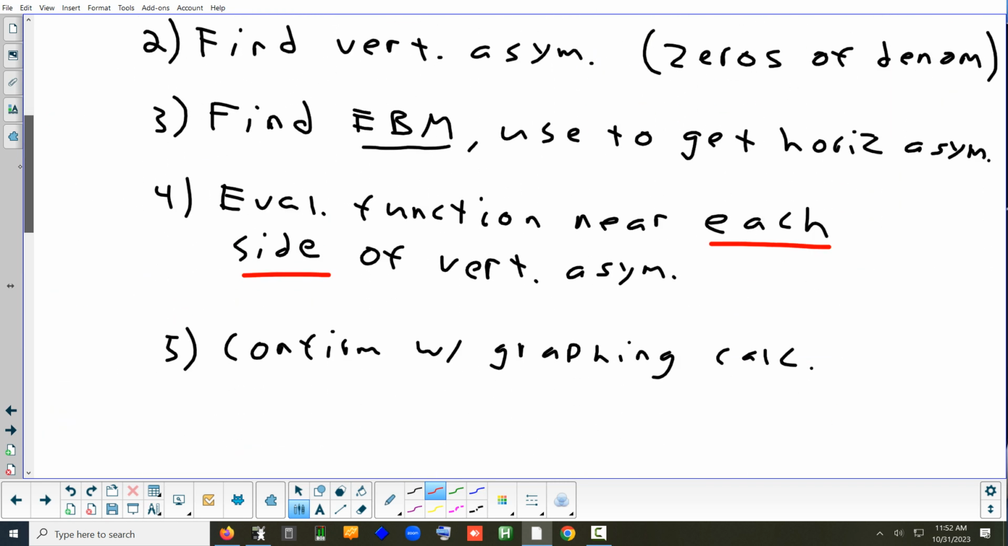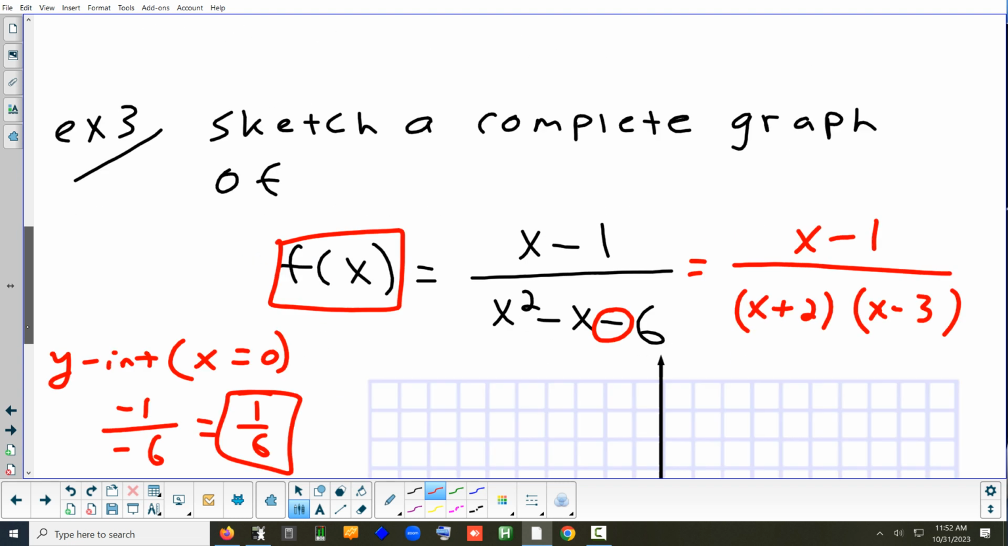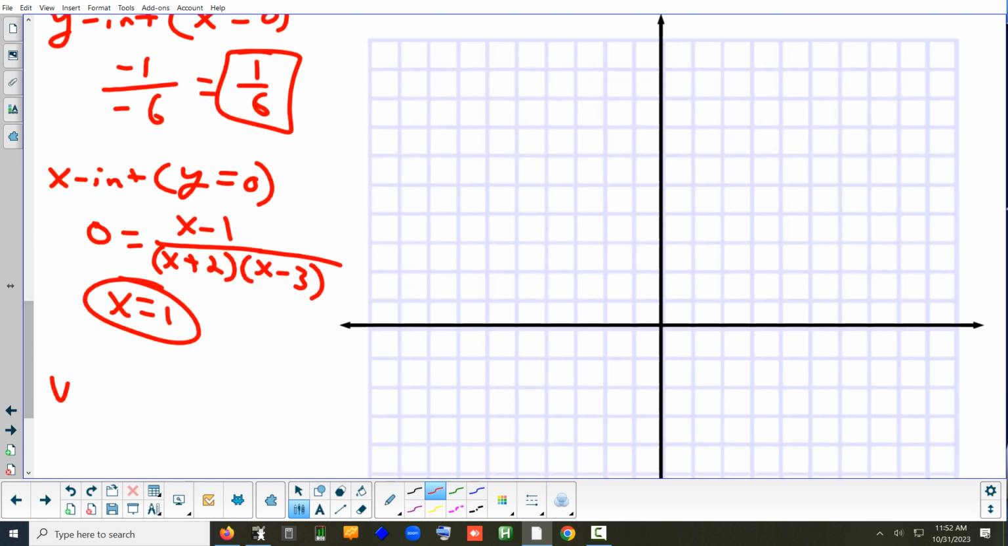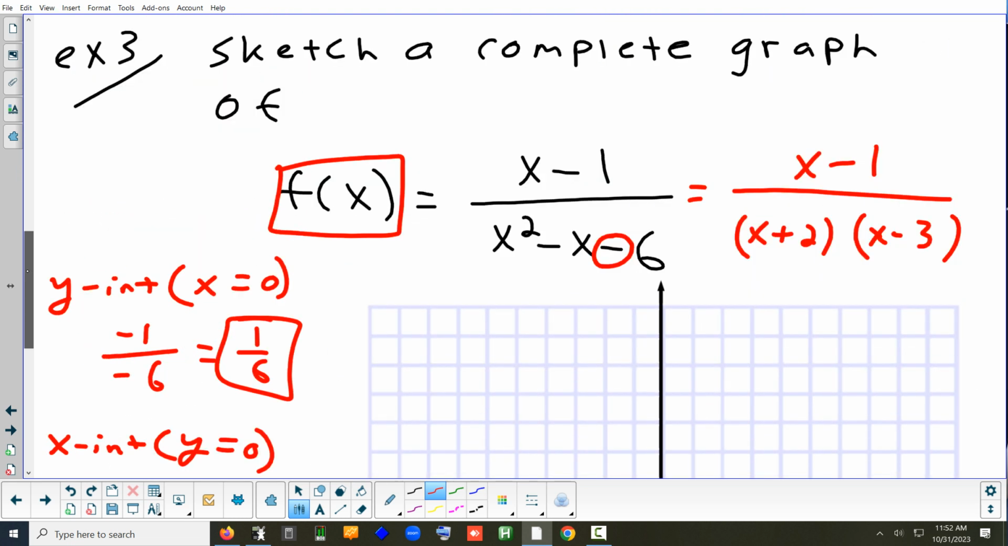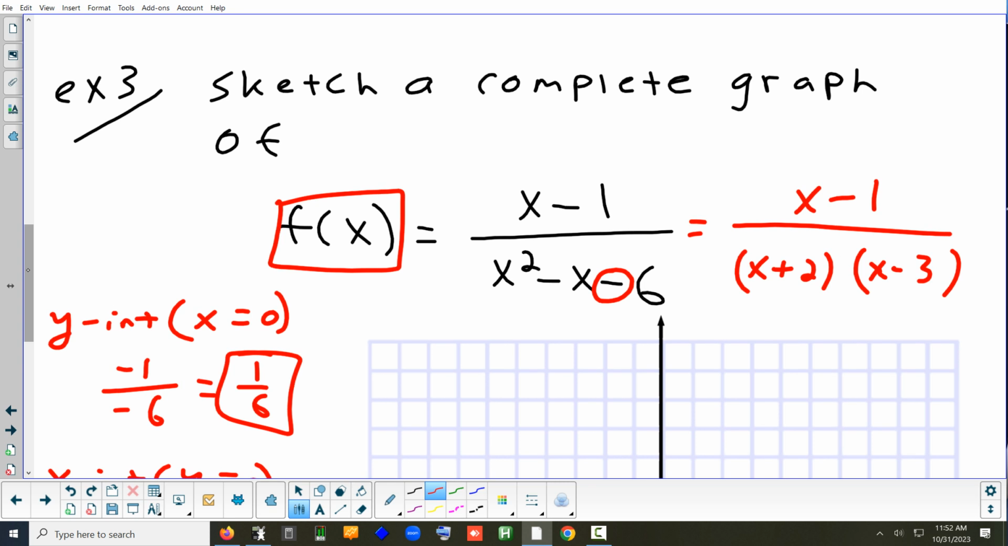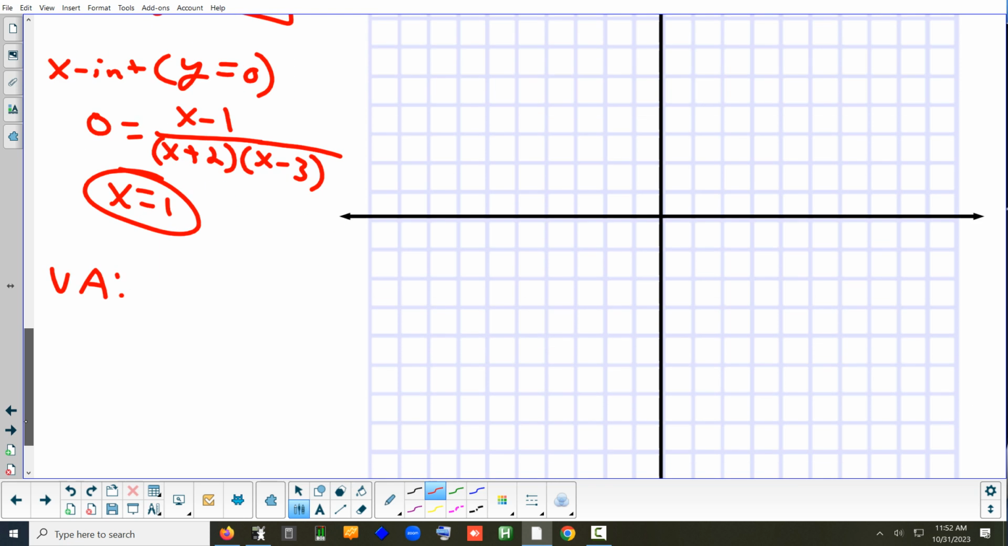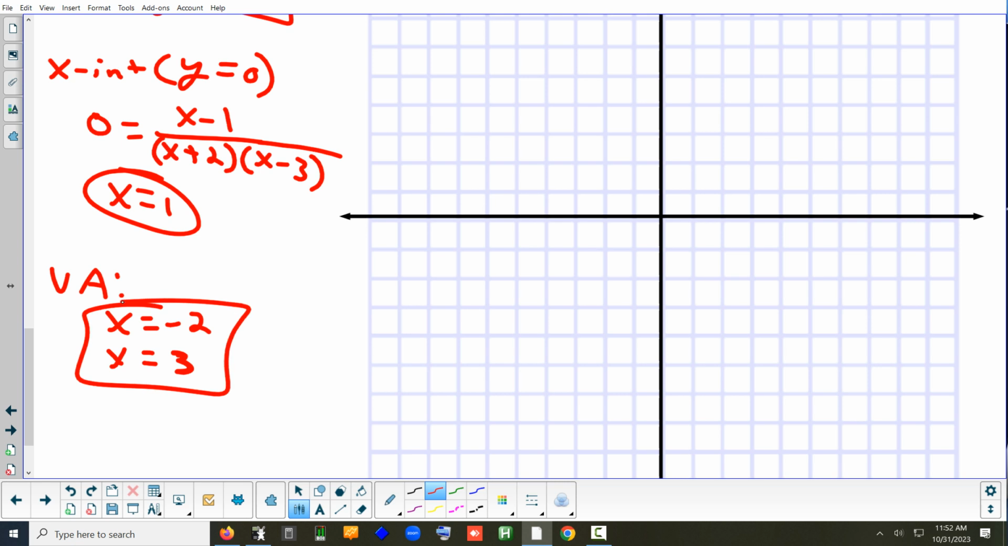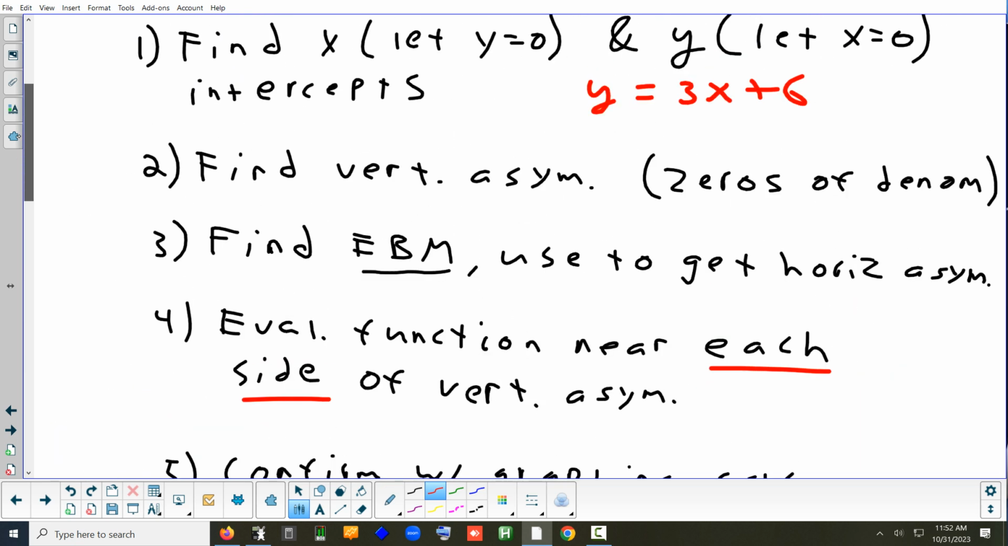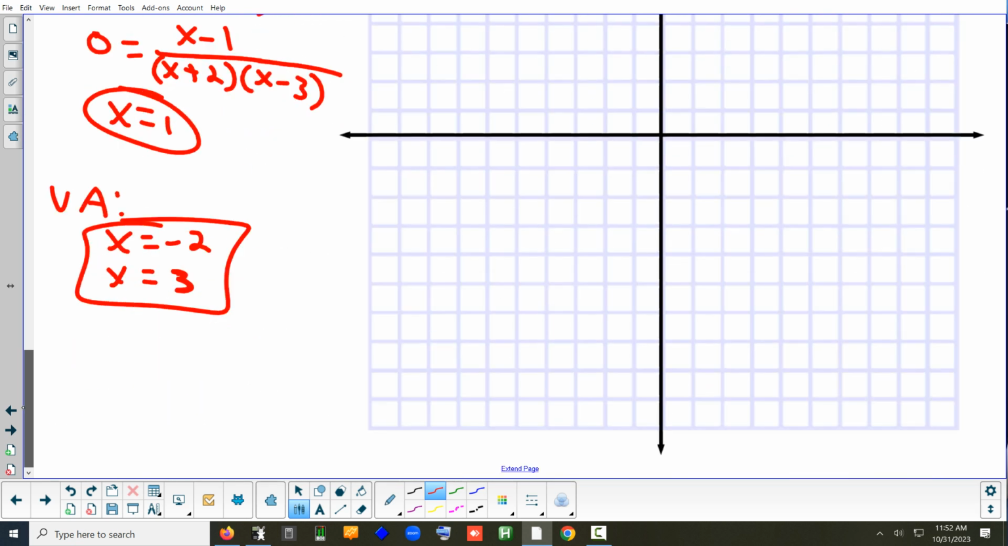All right, what else? Find the vertical asymptotes. That's where the denominator is 0. Since we factored it, we should be able to see the two numbers that make the denominator 0. What makes the first factor 0? Negative 2. And the second one? 3. Okay, so write those down. Okay, verticals and horizontal.